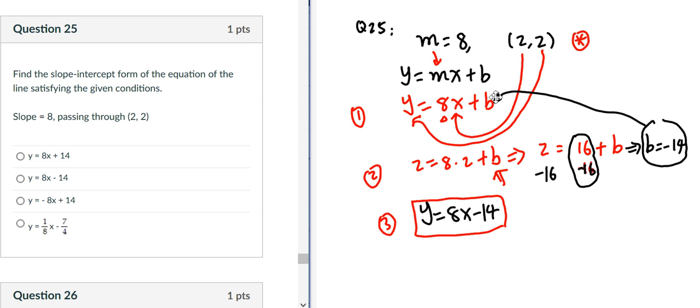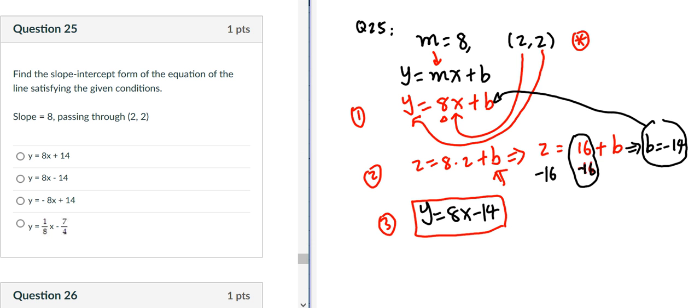Then we put it back here. We know b is negative 14, and m is already 8. That will be our equation. And this equation has a graph that is a line. So that's why we call this a linear equation. So which one is our choice here? That would be this one.